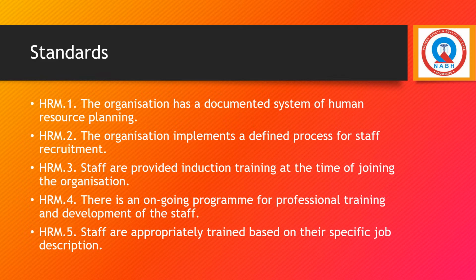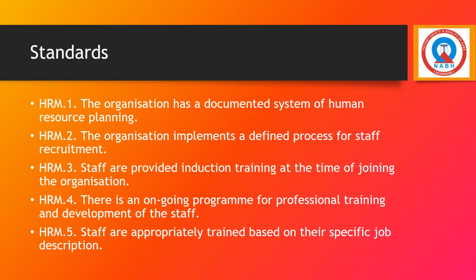Okay, and it involves various things like job specification, job description. Then it also includes the future ability to meet the care, treatment and service needs of the patient. Okay, then it also involves adequate number and mix of the staff to meet the care, treatment, service needs of the patient. So these are all the things which are involved in human resource planning.